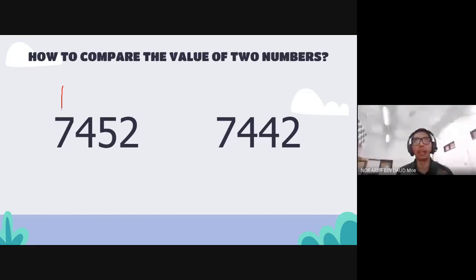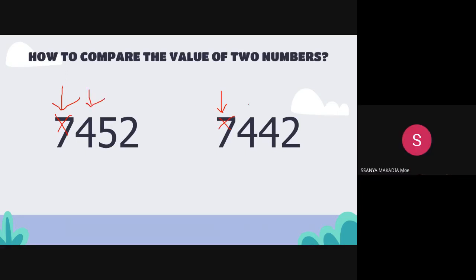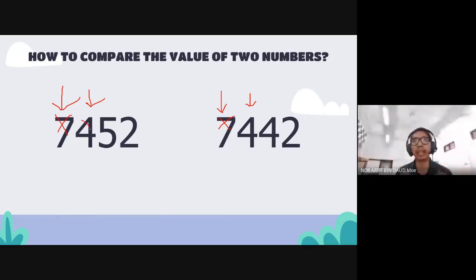Look at here. I want to compare 7 and 7. Okay, now the number is the same. So, what are we supposed to do? We go to the next number. Yes, we go to the next number. So, ignore the 7. Jangan pandang dia lagi. Kita tengok 4 and 4. So, still the same number. What are we supposed to do? Ignore. Yes, ignore the number. And then we go to the next number.